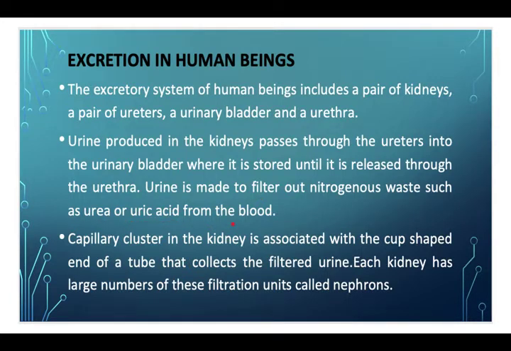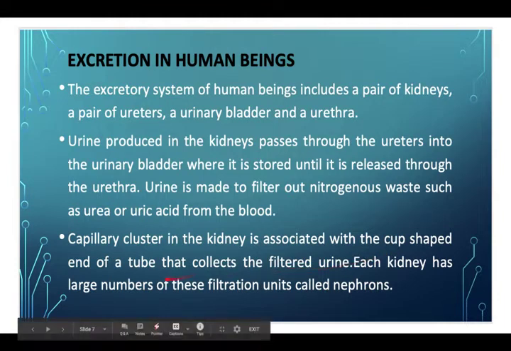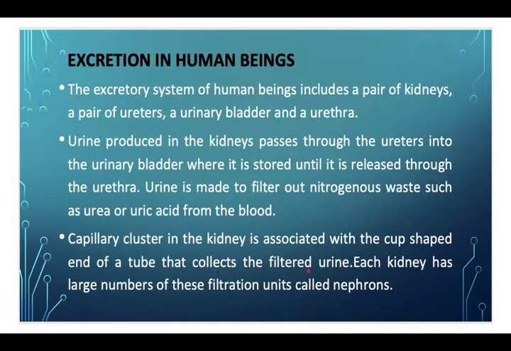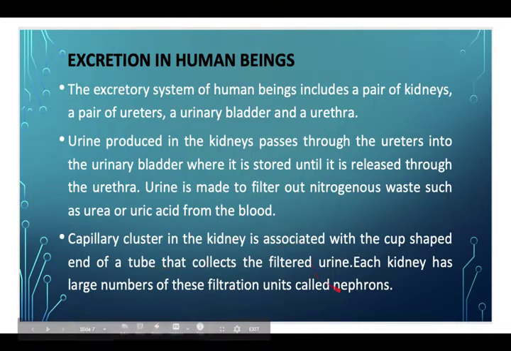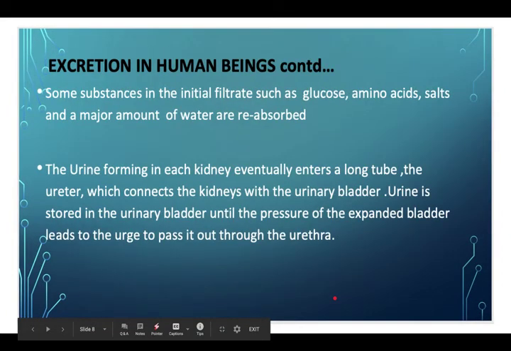Urine is made to filter out nitrogenous waste such as urea or uric acid from the blood, and basically out of the different excretory products in our body, 75% are nitrogenous waste. To remove this nitrogenous waste, that special excretory system is working in our body. A capillary cluster in the kidney is associated with the cup-shaped end of a tube that collects the filtered urine, and each kidney has a large number of these filtration units called nephrons, and that cup-shaped structure is known as Bowman's capsule, which you will see in the diagram of the nephron.